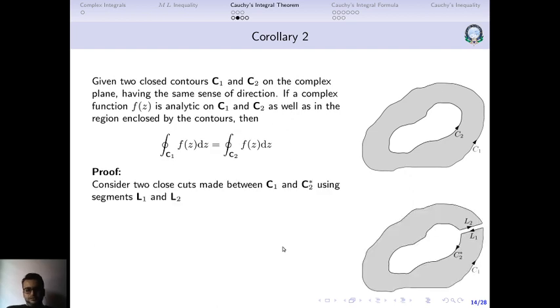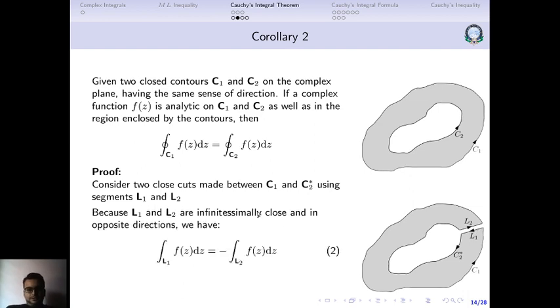So now we make a small cut here. Anywhere you can make a cut. We will make two small cuts. One cut we call L1 and one cut we call L2, and we say that these two segments are very close to each other. Because these two cuts are very close to each other and they are in opposite directions, we may safely say, because they are infinitesimally close, the integral over L1 must be equal to the negative of the integral over L2. It's like going along the same path but in opposite directions. So the integrals over L1 and L2 will be opposites of each other.